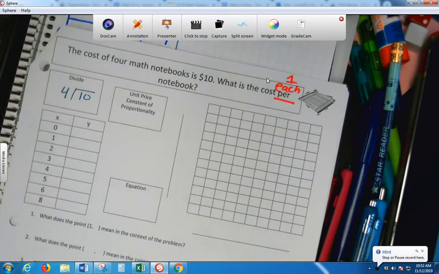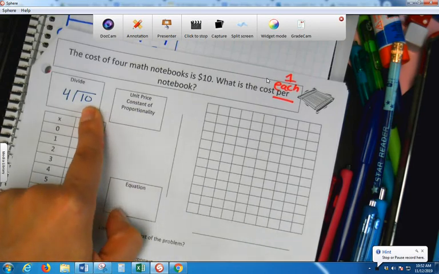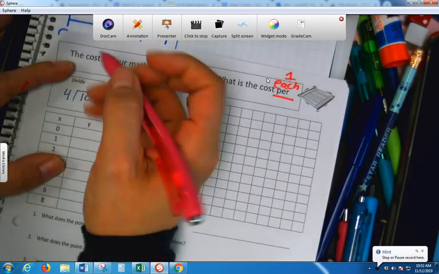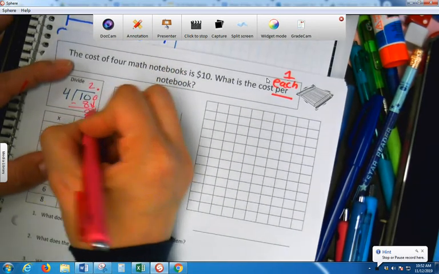Task managers, can you ask your team what answers they got for this one? Task manager, what answers did you guys get? Is there anybody in your team that didn't get the same answer? 2 times 4 is 8, remainder 2, bring down the 0, 4 goes into 20, 5.